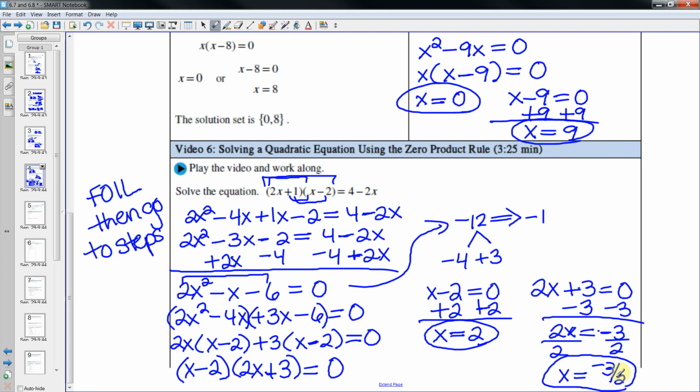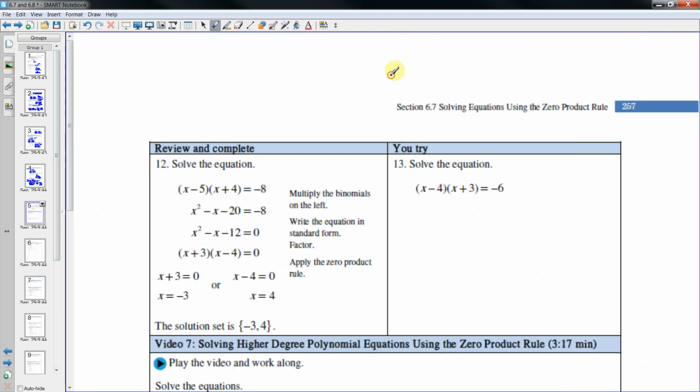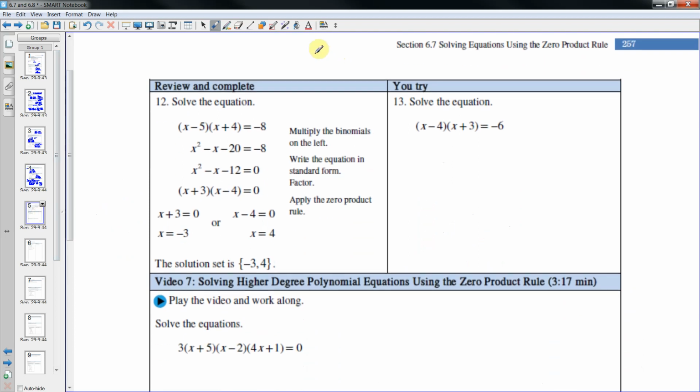Alright, so I'm going to do one more like this, and then we're going to do a few of your favorite word problems, because I know everybody loves word problems. We're going to do two different kinds. So here's one, solving the equation. This one's not as rough as the other one that we just did.